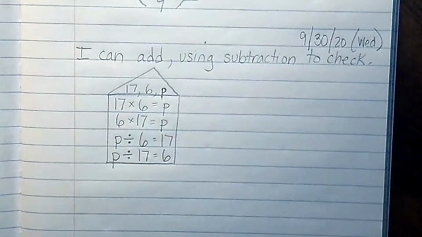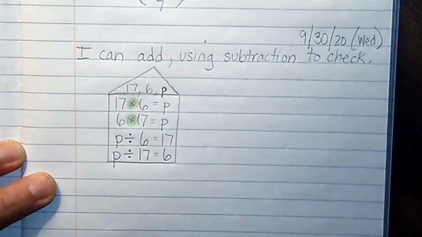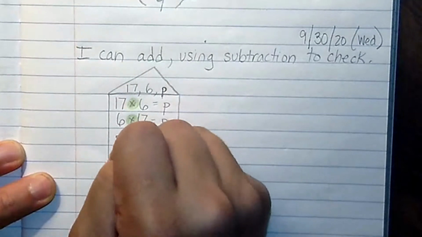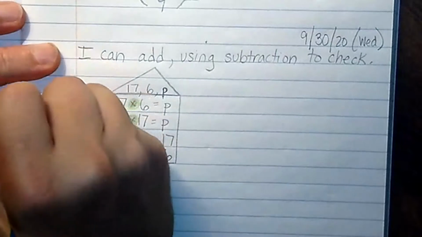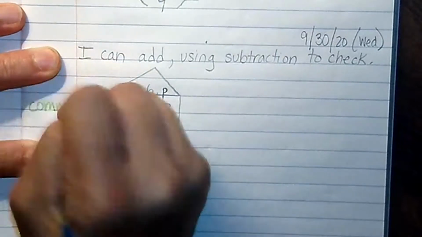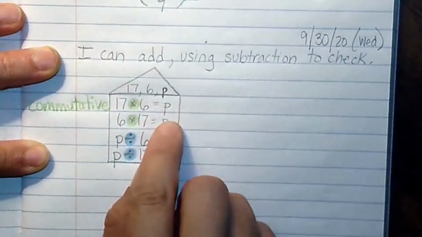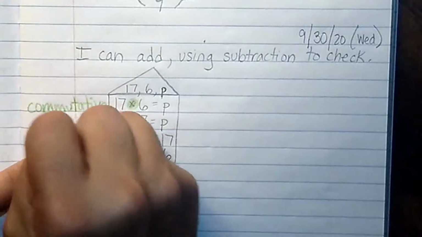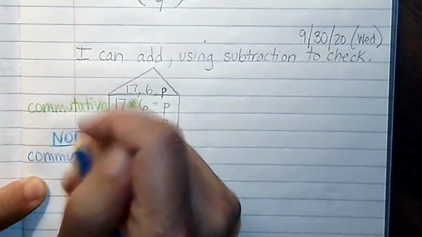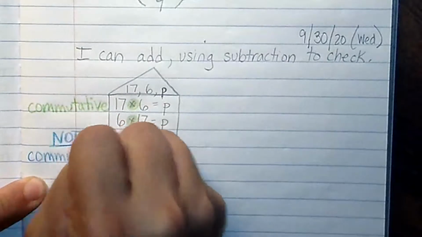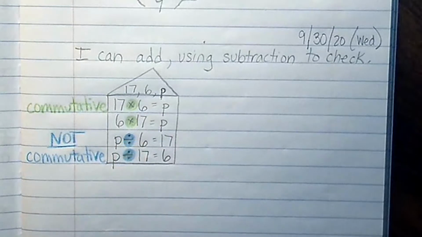Now we know that 2 of these are commutative, and 2 of these are not commutative. Commutative means that they just switch their order, but the answer stays the same. If it's not commutative, it means I can't just switch the order. And this is always the case for division or subtraction.